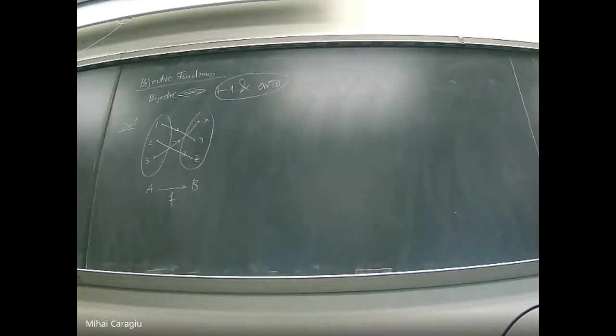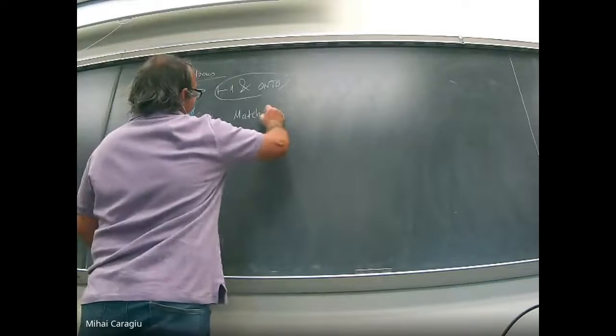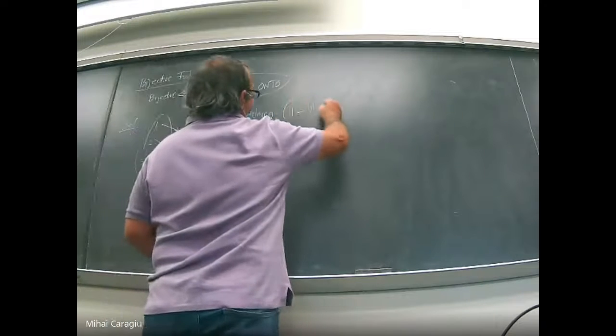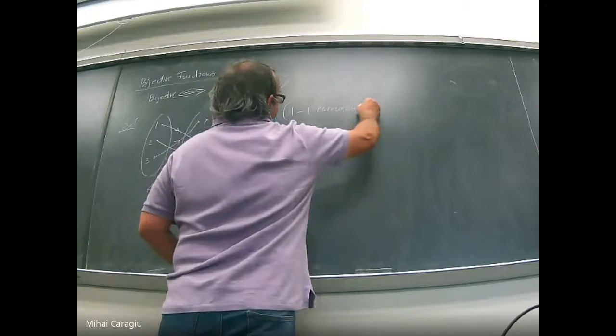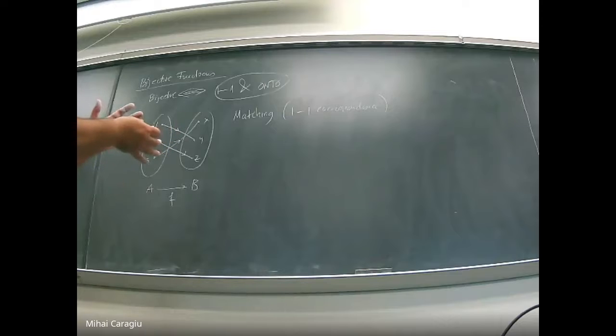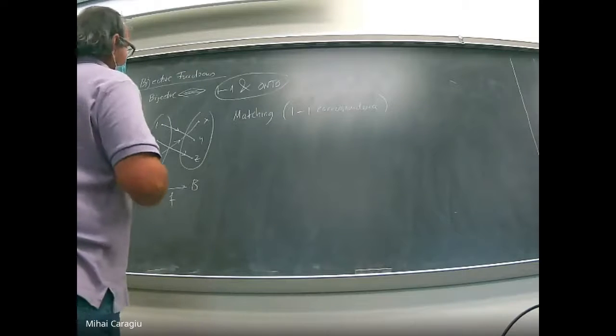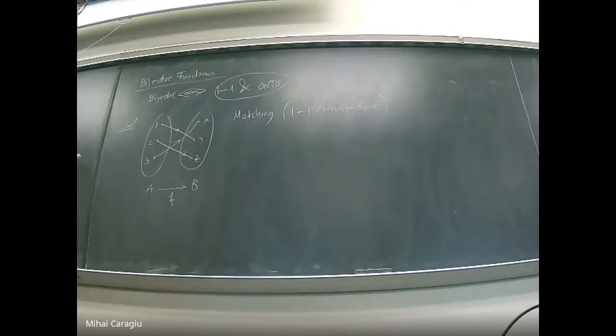Another way to see a bijective function is as a pairing or a matching, or one-to-one correspondence, in this sense. So all the elements of A are matched with all the elements of B one by one, right? So I like to see it in this picture. The important thing about bijective functions is that these are the only functions with the following property.